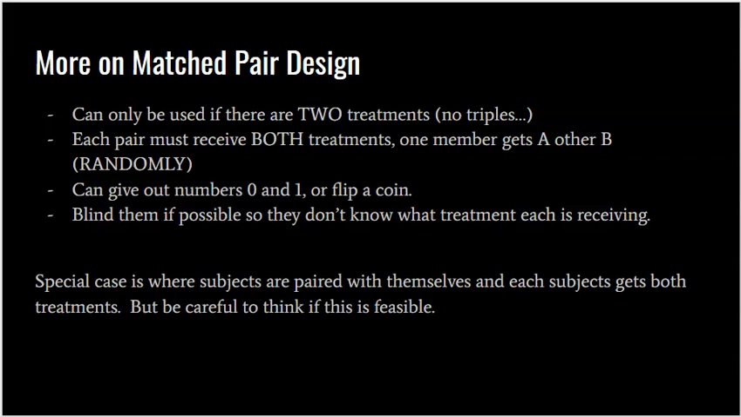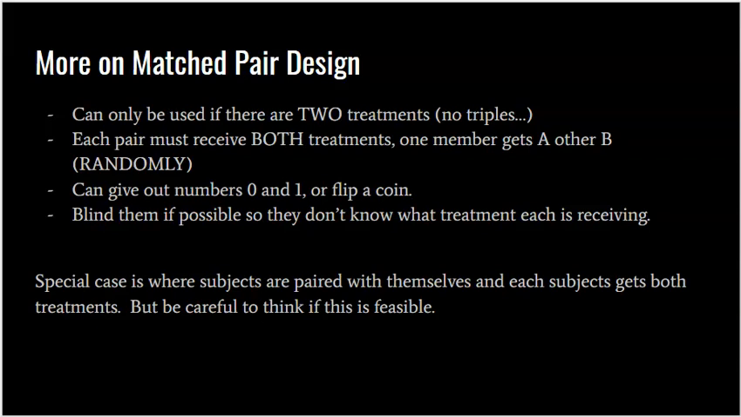How could you decide who gets what? Well, you could give numbers. There's only 2 people, so use numbers 0 and 1. Ignore all other numbers, and then use a random number generator. Whatever number comes up first gets treatment A. The remaining gets treatment B. Or you could flip a coin. So somebody's heads, somebody's tails, flip a coin. Whoever gets heads gets treatment A. Remaining person gets treatment B. Whatever.